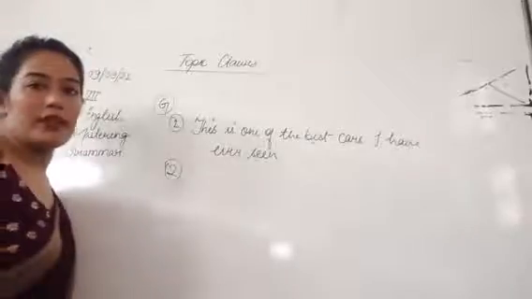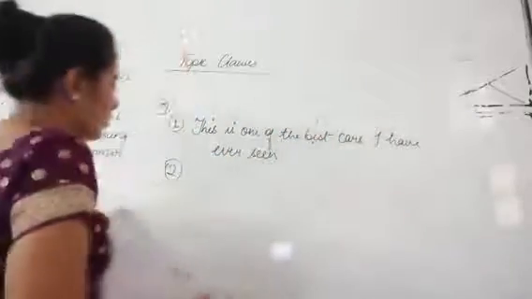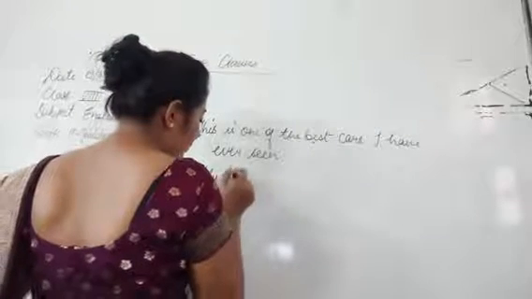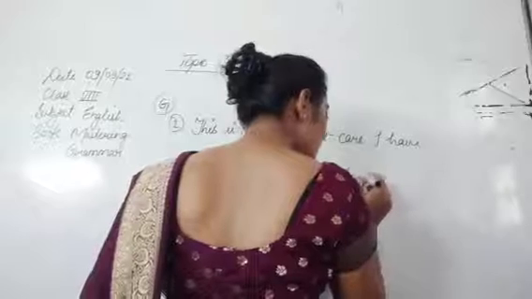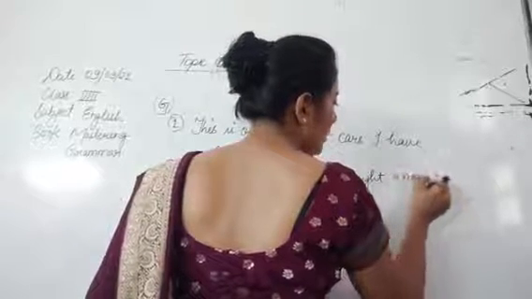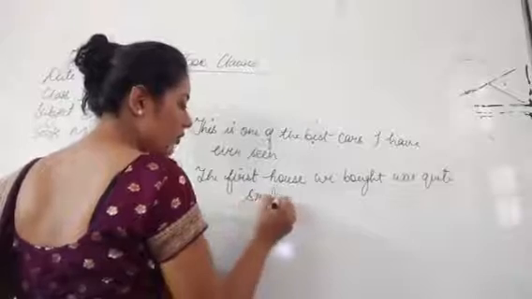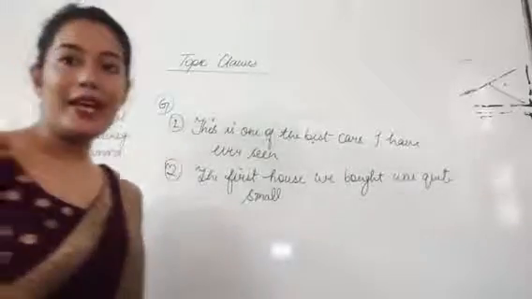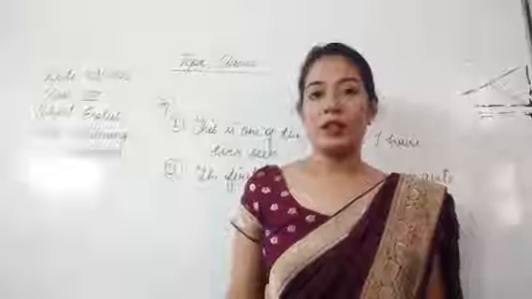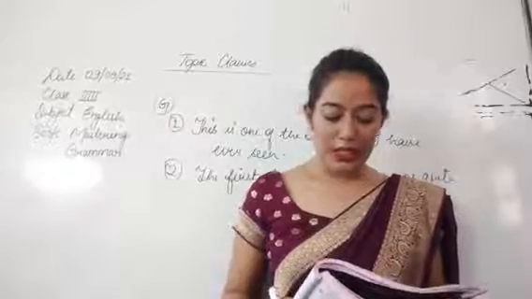Now the second one is: the first house that we bought was quite small. So the answer is: the first house we bought was quite small. Okay, students, the first house we bought was quite small. So we have once again omitted that. Now the third one is: the flight that we boarded did not take off on time.